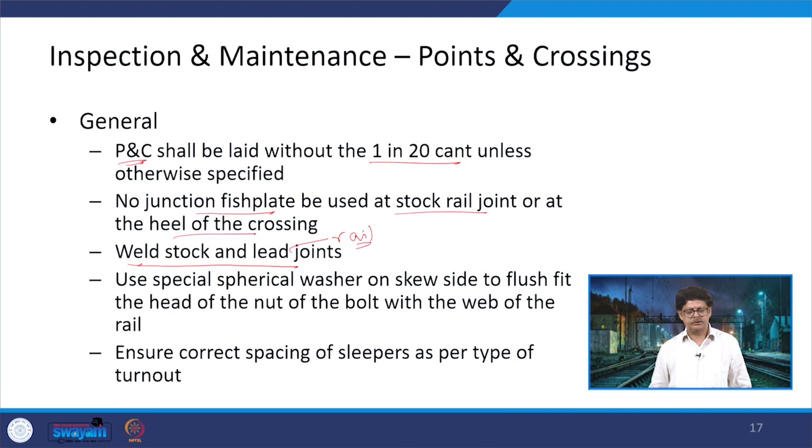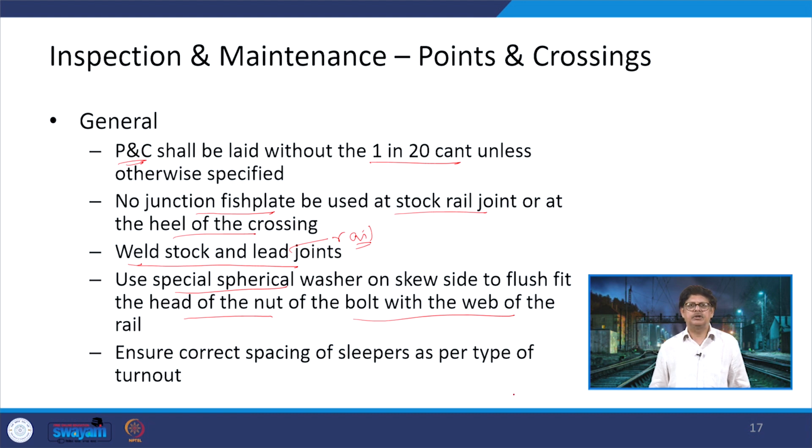These are a special type of washers which can be used even in inclined conditions or when the faces are at certain angles. So, that is again being talked about here: special spherical washers on the skew side, to flush fit the head of the nut of the bolt with the web of the rail, should be used. So, that is another thing which can be checked.